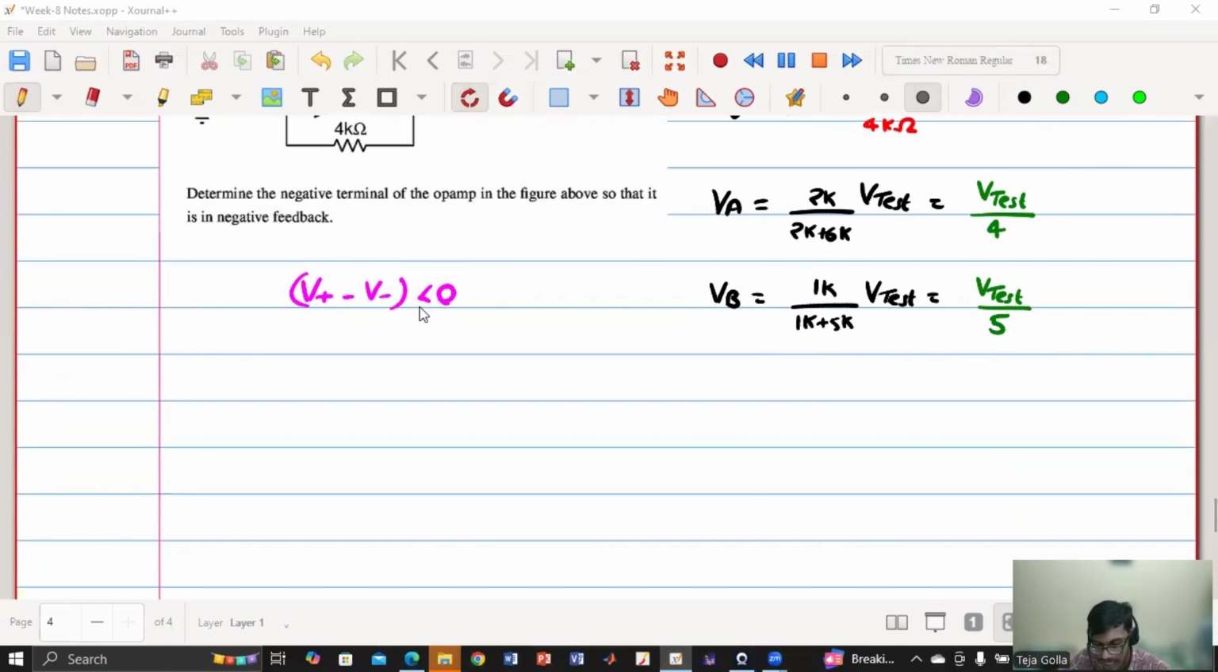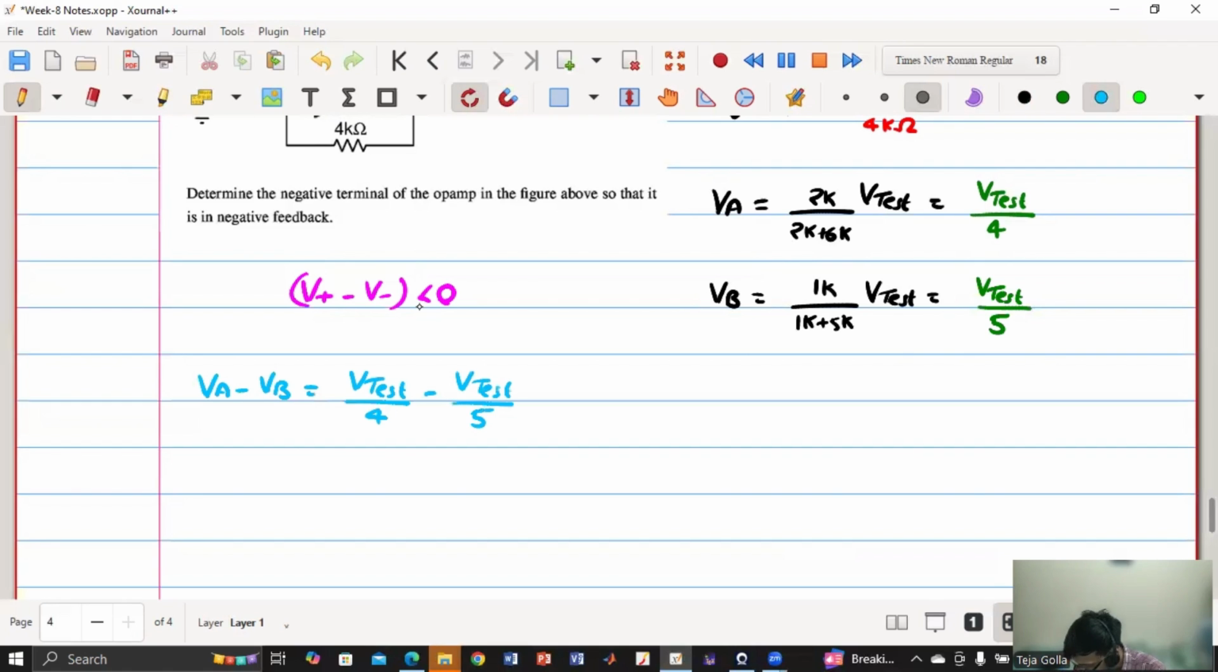So now let us calculate VA minus VB. VA minus VB, what is it? V test by 4 minus V test by 5. So what is this voltage? It will be 1K plus 4K. I'm sorry, thanks for pointing it out. So it is 1K plus 4K. Yes, thanks for correcting.